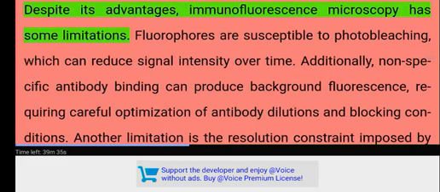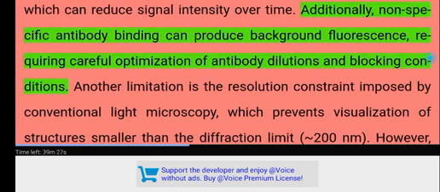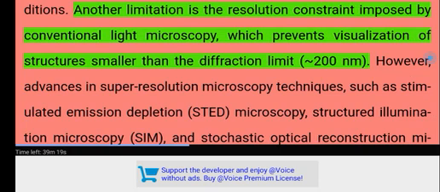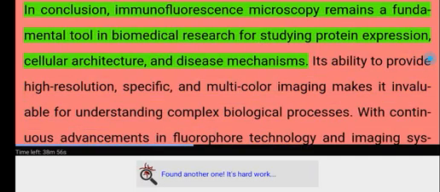Despite its advantages, immunofluorescence microscopy has some limitations. Fluorophores are susceptible to photobleaching, which can reduce signal intensity over time. Additionally, non-specific antibody binding can produce background fluorescence, requiring careful optimization of antibody dilutions and blocking conditions. Another limitation is the resolution constraint imposed by conventional light microscopy, which prevents visualization of structures smaller than the diffraction limit, approximately 200 nanometers. However, advances in super-resolution microscopy techniques, such as stimulated emission depletion (STED) microscopy, structured illumination microscopy (SIM), and stochastic optical reconstruction microscopy (STORM), have overcome this limitation, allowing for nanometer-scale imaging of cellular structures.